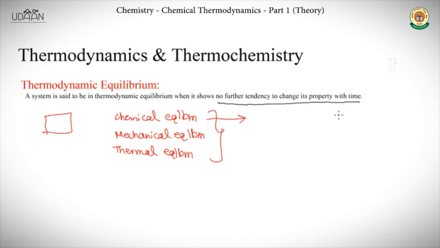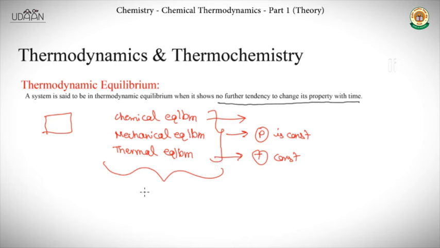What is mechanical equilibrium? When no work is done by the system, then we can tell that it is in mechanical equilibrium. Or else we can tell that when pressure is constant, it is in mechanical equilibrium. So mechanically it is not doing any work. Now what is thermal equilibrium? The name itself says that when temperature is constant, the system is in thermal equilibrium. So when the system is in a combination of all these equilibriums, we can tell that it is in thermodynamic equilibrium.